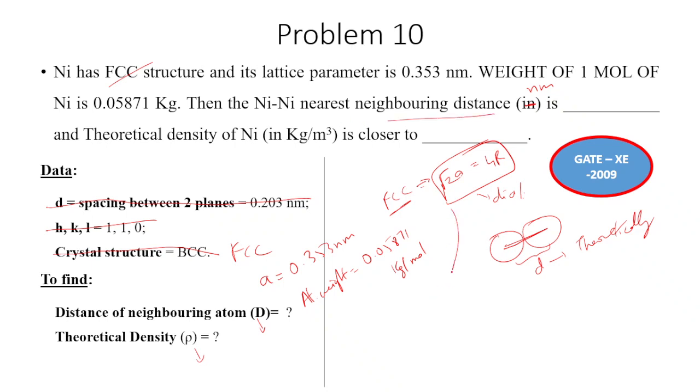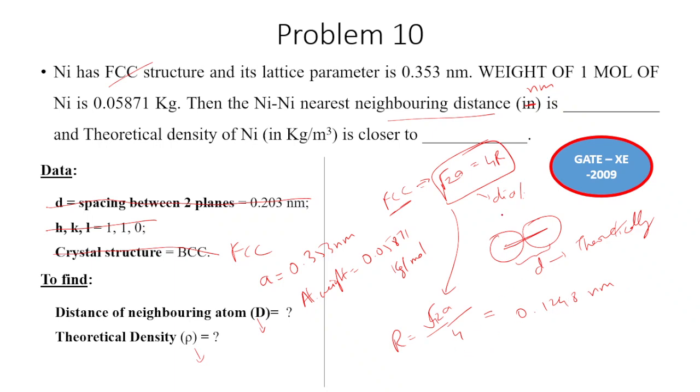Okay. So what shall we do? We know the value of a already, that is given. So r is equal to root 2 a by 4. So what is the answer, Avinash? Did you get 0.1248? Exactly. 0.1248 nanometers, right? This is in terms of radius.